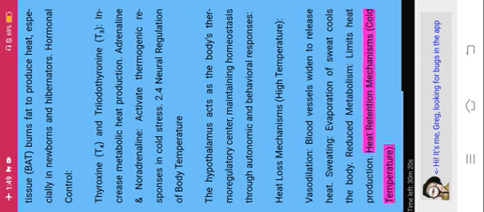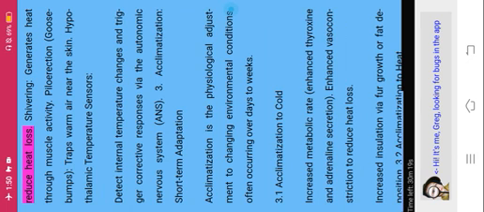Heat retention mechanisms, cold temperature. Vasoconstriction, blood vessels constrict to reduce heat loss. Shivering, generates heat through muscle activity. Piloerection, goosebumps, traps warm air near the skin.